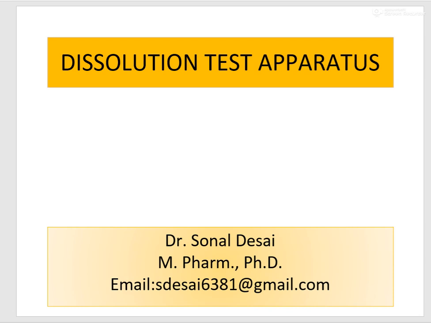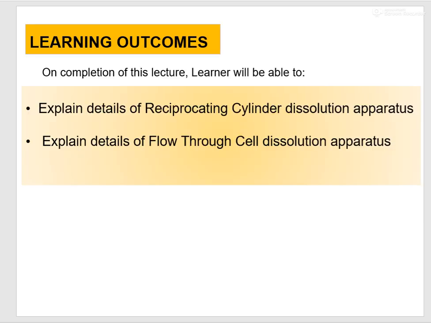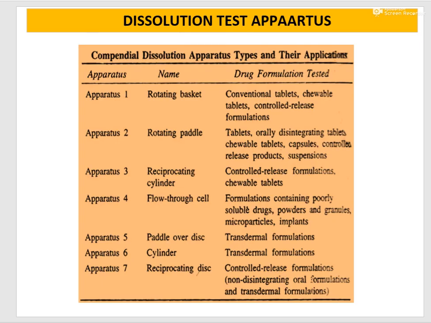Today we will discuss dissolution test apparatus 3 and 4. In our last lecture, we had discussed about apparatus 1 and 2. On completion of this lecture, you will be able to explain details of reciprocating cylinder, that is dissolution apparatus 3, and will be able to explain details of flow through cell dissolution apparatus, that is apparatus 4.